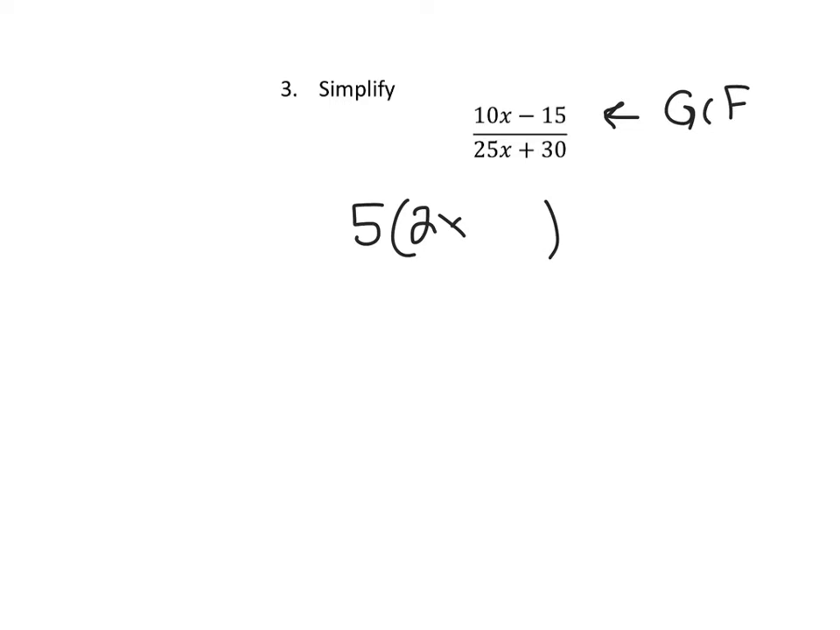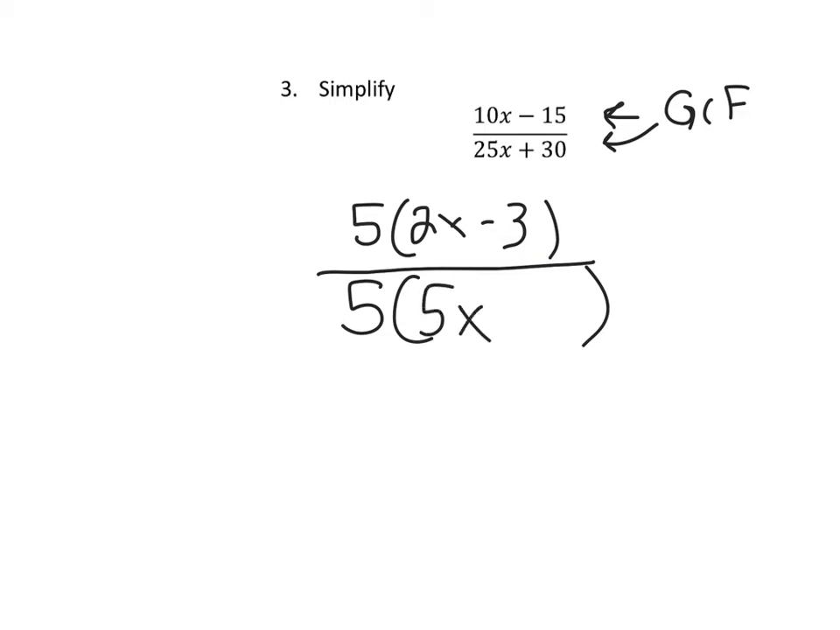All right. And then 5 times what would get me to negative 15? And the answer to that would be negative 3. Now I'm also going to look for a GCF in my denominator. I'm going to factor that the same way I did my numerator. So in this case, my GCF is also 5. And 5 times 5x would get me back to 25x. And plus 6 would get me back to 30.